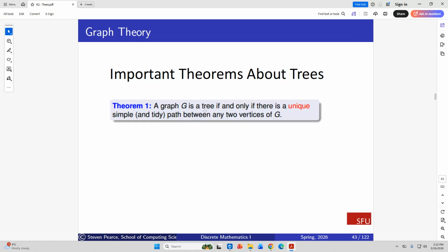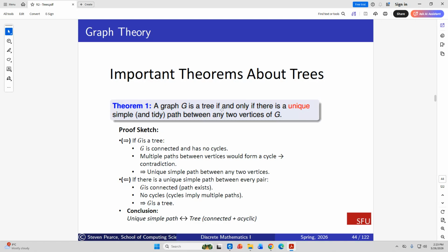A graph G is a tree if and only if, that's a biconditional. That means it goes both ways. That means you have to prove that a tree implies a unique, simple path between any two vertices, and that a unique, simple path between any two vertices of G implies that the graph is a tree. So you have to prove it both ways, and that's what we do here. This is the proof sketch. So going this way to the right or going this way to the left, or you could just use logical equivalences and cut your time in half, as we learned in the first chapter.